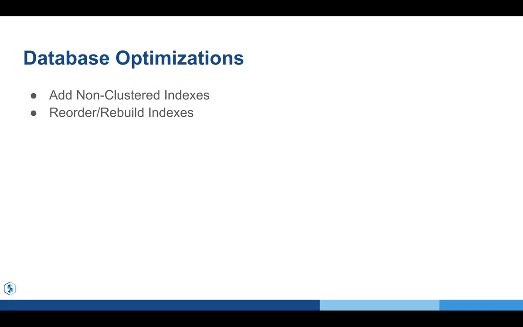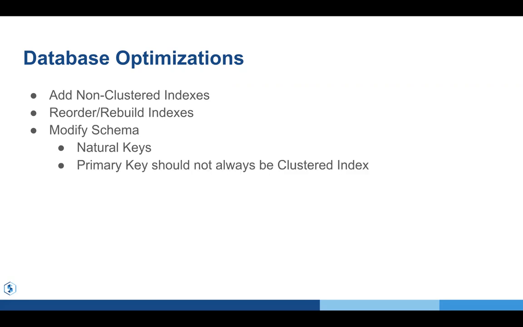And the third optimization is more expensive. We will need to modify the schema of the tables that we have. We can do that taking into account the natural keys, and also noting that our primary keys on the tables should not always be our clustered indexes. We're going to talk about this in a moment. So we're going to go to the first optimization, add non-clustered indexes.